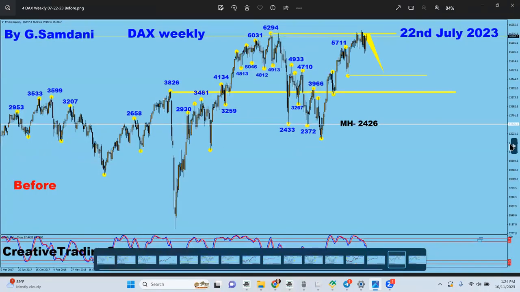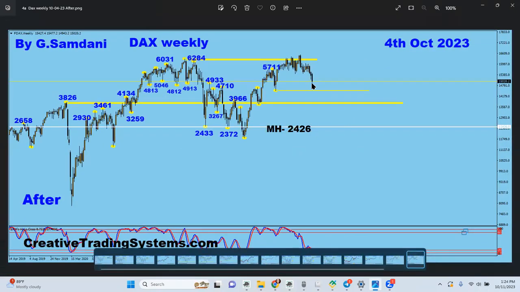Oh, DAX. So the DAX chart was down here on the 22nd July. I said we're going to come down here. And what happened to this one is it came down here.